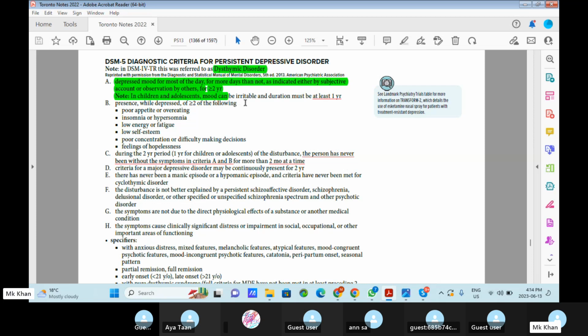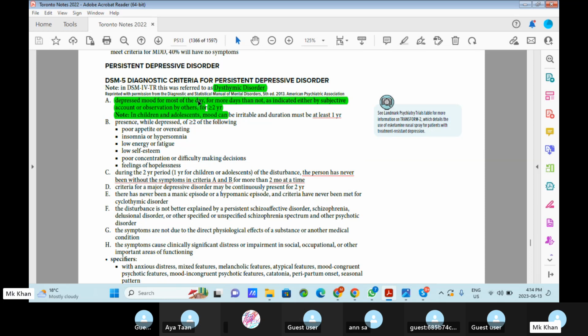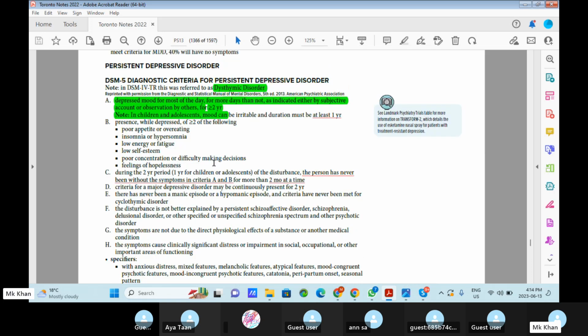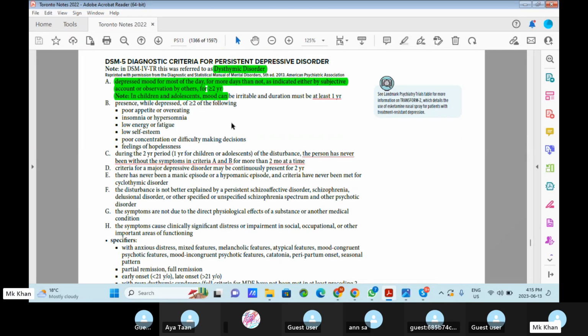So in children, the depressed mood is not always seen, but it is kind of the opposite. It can be irritable and they are not behaving properly, those kinds of different symptoms, and the duration is more than 1 year. And the second criterion, presence while depressed of two or more of the following: poor appetite, insomnia, hypersomnia, low energy. So all these symptoms were present in the major depressive episode, but in dysthymia, we need two or more of the following and 2 years. So two is the main number in dysthymia.